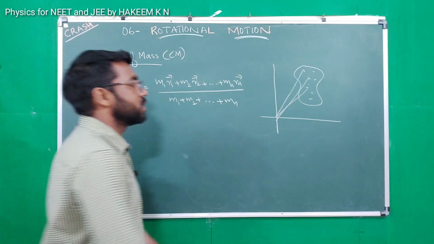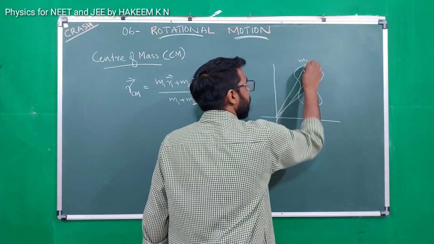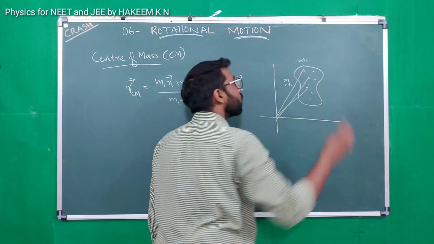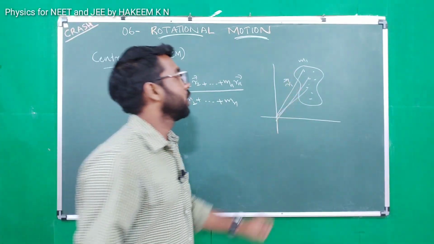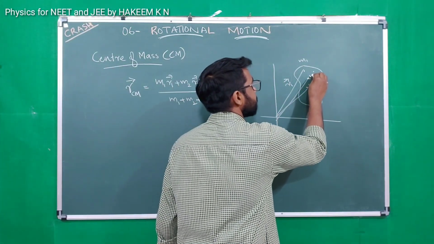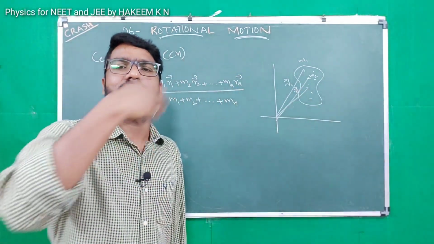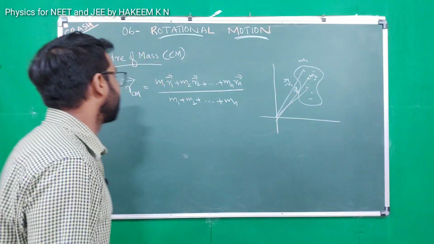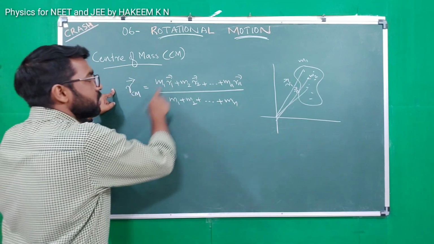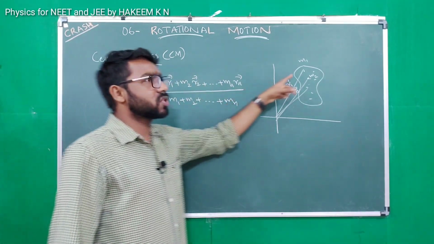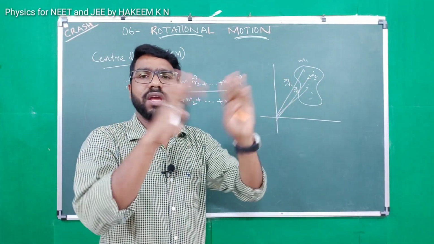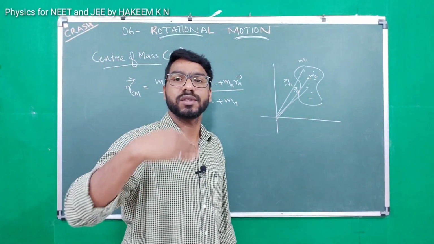r1 is the position vector of particle m1, and r2 is the position vector of the second particle m2, like that. So this is the equation for position vector, and that position vector we can split into three components, x, y, z.